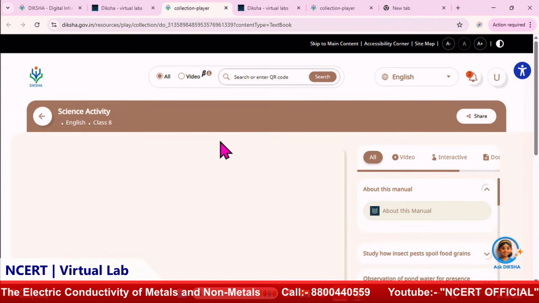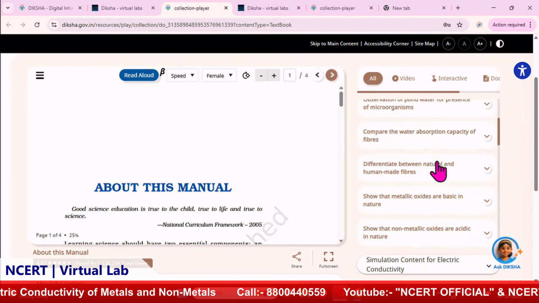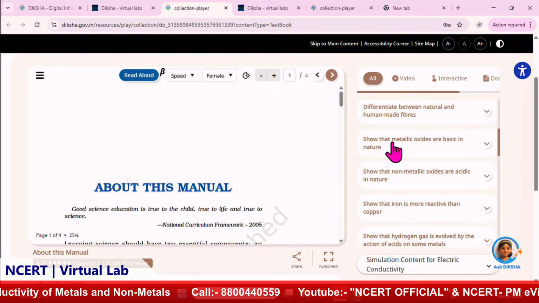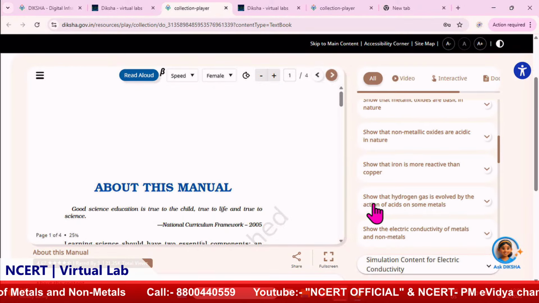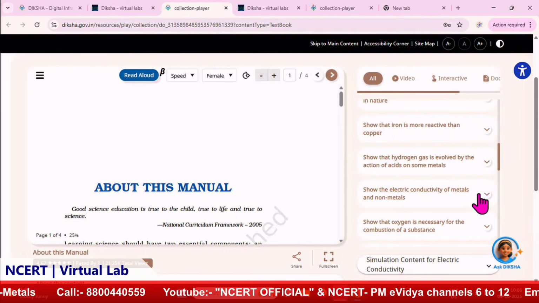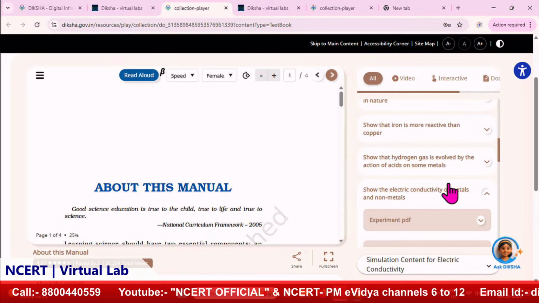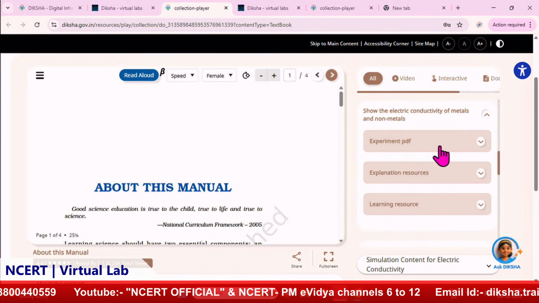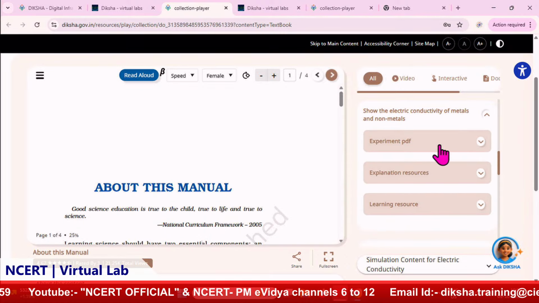You can go to the science activity, and this is the experiment. I have already opened it, this shows the electrical conductivity of metals and non-metals. Now as you click on it, you will get different features over here on the right hand side. You can see it over here.